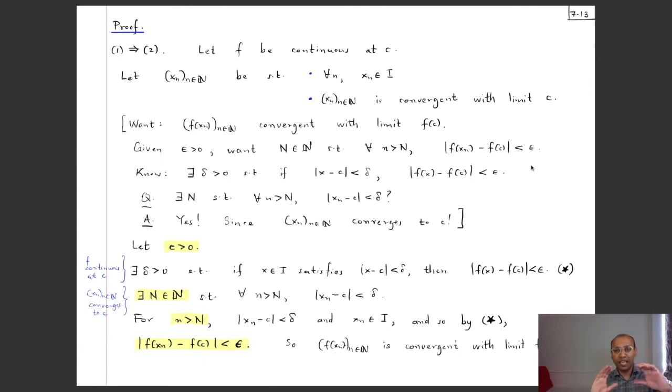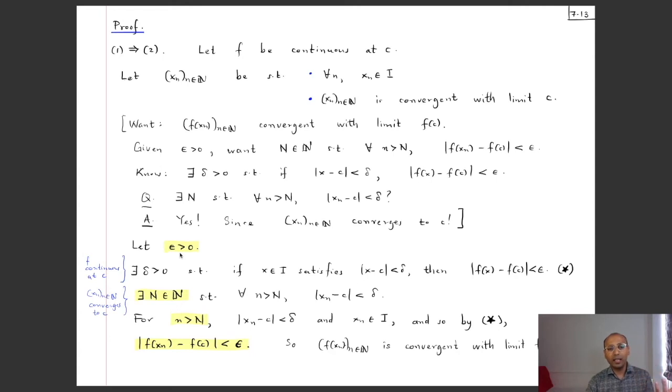Okay, so that's the plan. Okay, and let's carry out the plan in careful detail now. So here is how we proceed. We are assuming that the function is continuous at c. We have been given any sequence xn in I such that xn converges with limit c, and we want to show that f of xn is convergent with limit f of c.